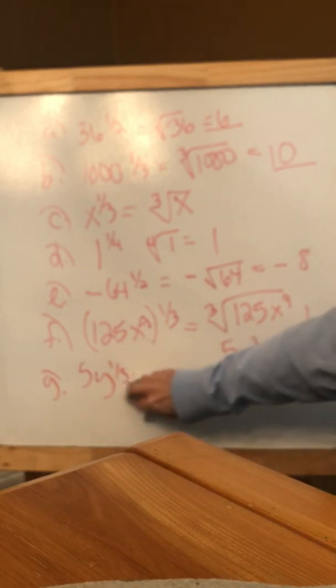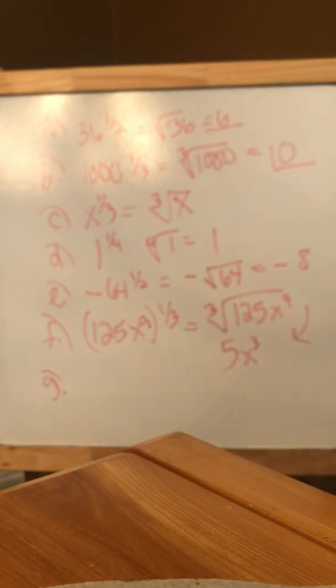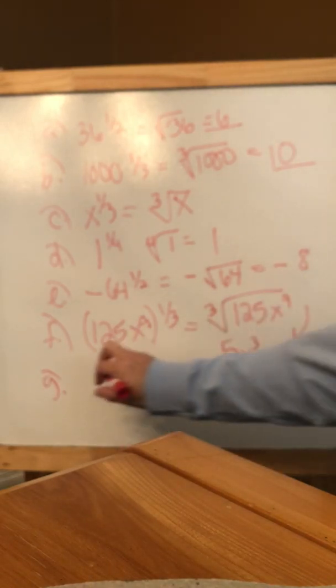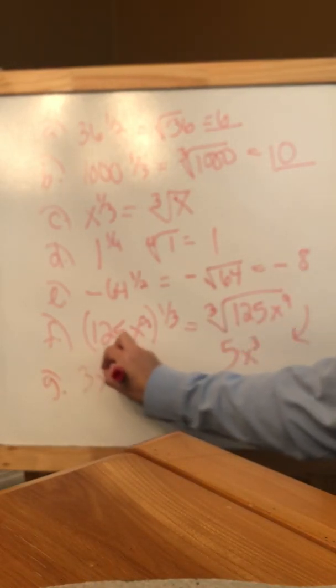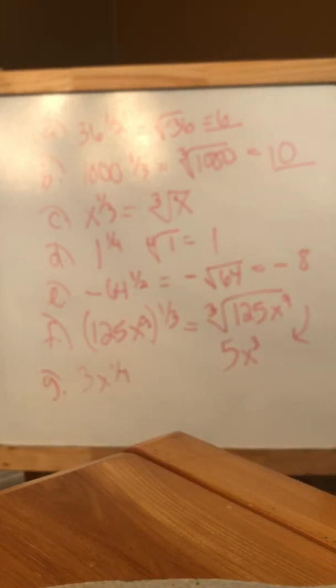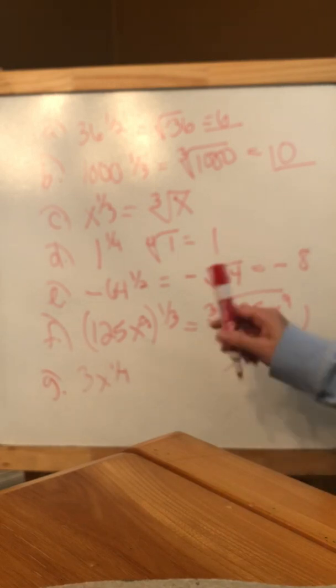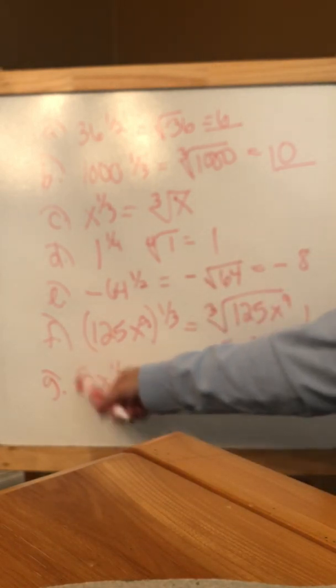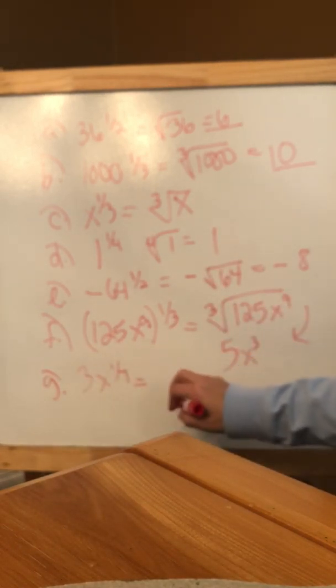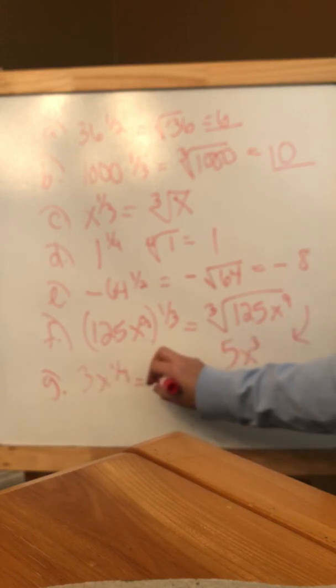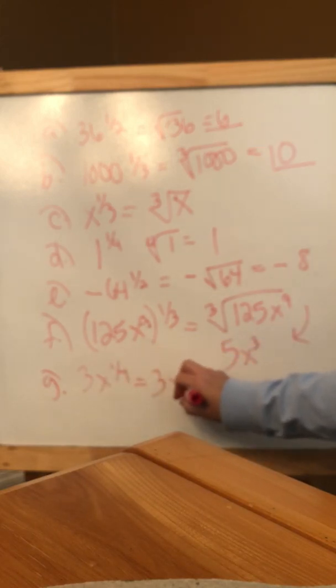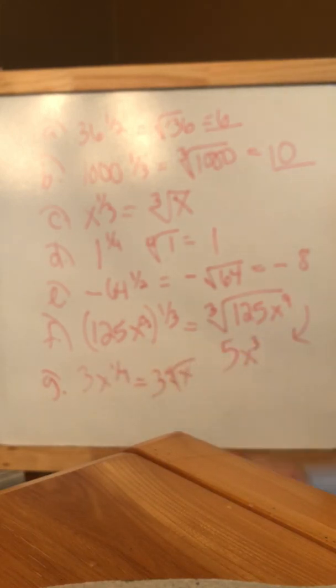We have, let me erase that. We have 3x to the 1/4. Okay, and this is like that example. So the 3x is not in parentheses. So you're just going to go one step at a time. The 3 stays on the outside. We take the 4th root of x. Okay, great. Let's move on.